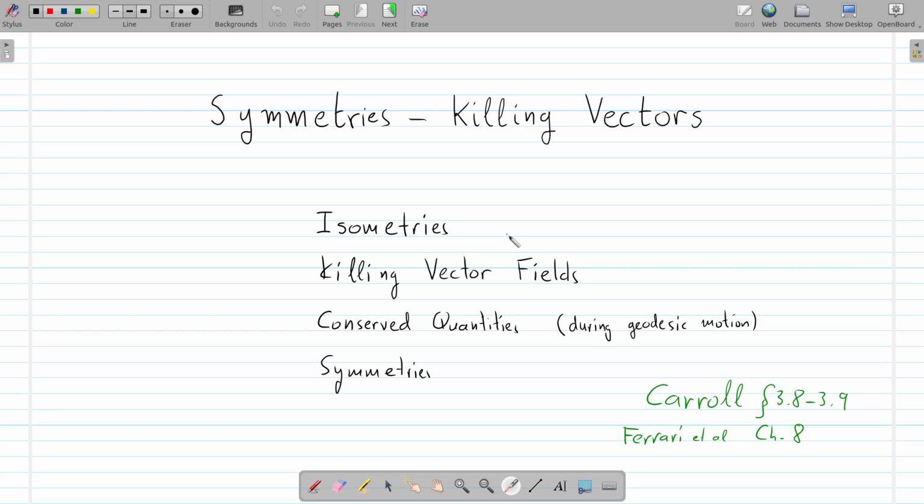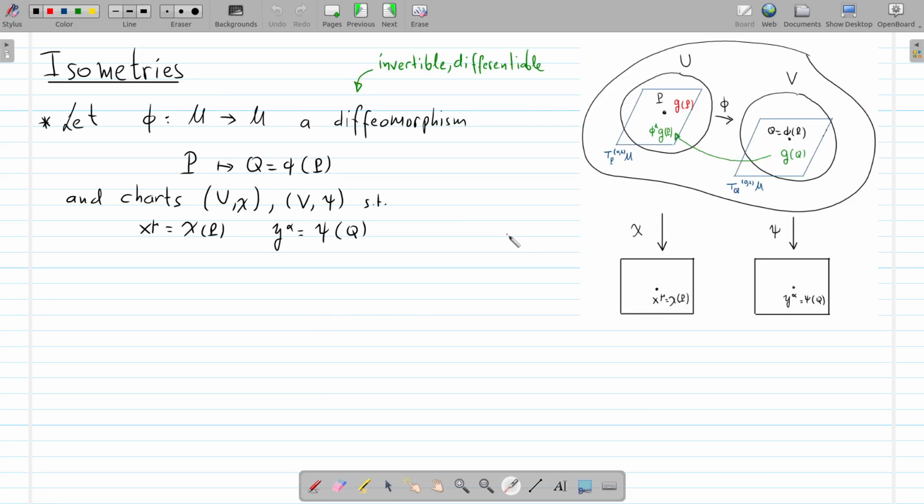We will also see that if we have such Killing vector fields on the manifolds, we can describe their symmetries from the algebra that they generate. So let's start by defining what we mean by an isometry. First, we should have a diffeomorphism from the manifold onto itself.